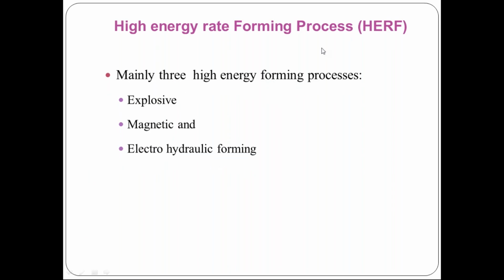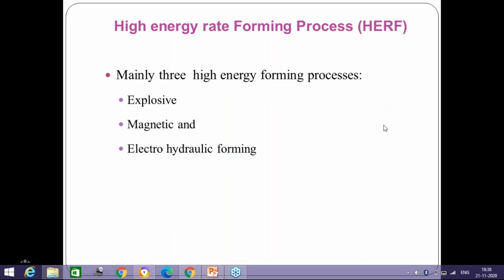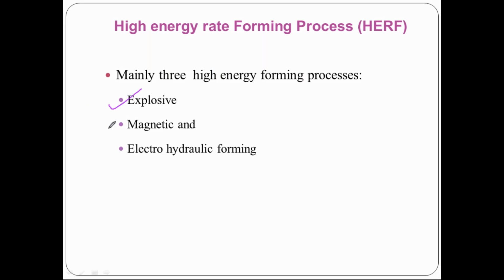So mainly three high energy forming processes are there, depending upon the energy, that is, what type of energy we are going to use for the forming. So explosive forming, magnetic forming and electrohydraulic forming processes. So these are independent high energy rate forming processes. I'm going to explain all these independent processes in the next lecture, but I'm going to show you one diagram today.